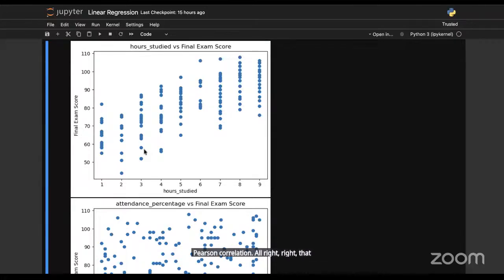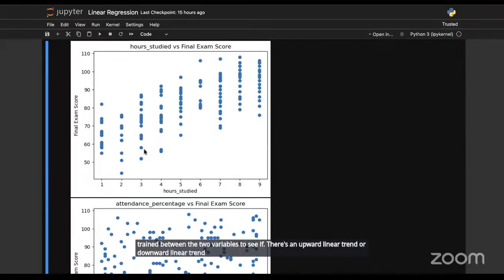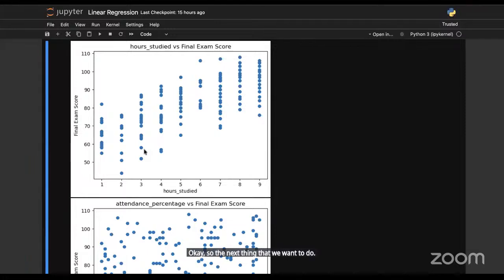That's right, Christine. We have plotted and tried to identify a trend between the two variables to see if there's an upward or downward linear trend, and we don't see that. So the next thing we want to do is use correlation. Remember, we're working with linear regression. Before we even jump into using the equation, we want to make sure that our variables have a linear relationship.